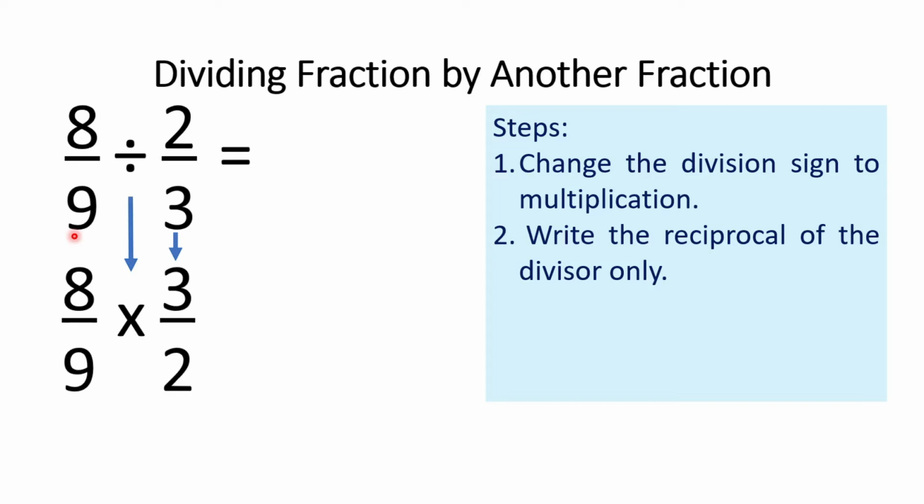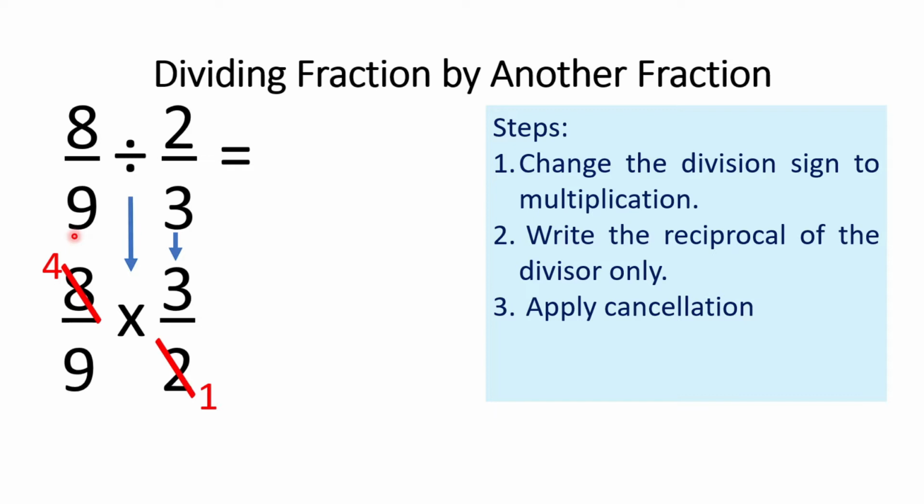2/3 will be 3 over 2. Again, pag sinabing reciprocal, pinagpapalit lang po natin ang numerator at denominator. After this, we can now do the cancellation. So, pipili tayo ng pair of numbers, one from numerator and one from denominator. I-check natin kung ano yung makakancel or kung merong makakancel. This time, meron po tayong makakancel. We can cancel 8 and 2. 8 and 2 will be 4 and 1.